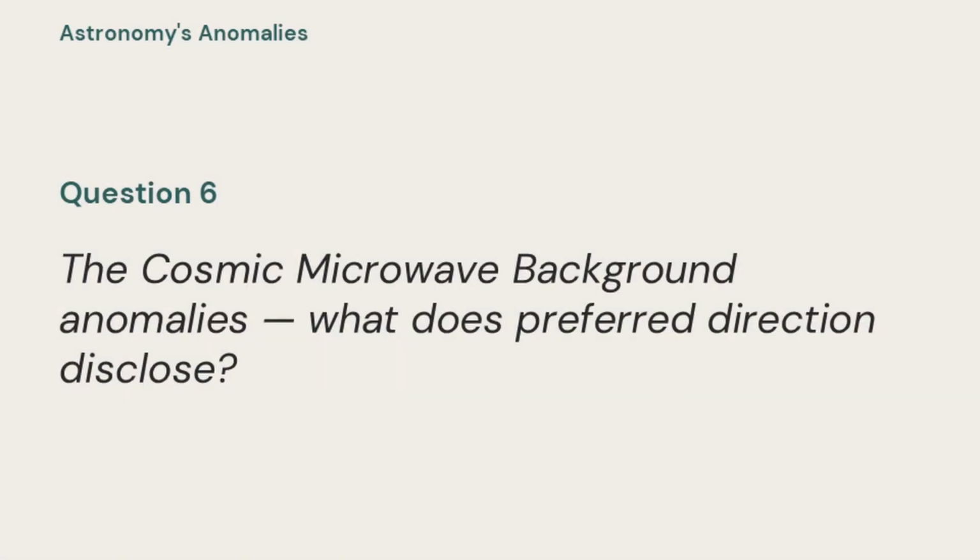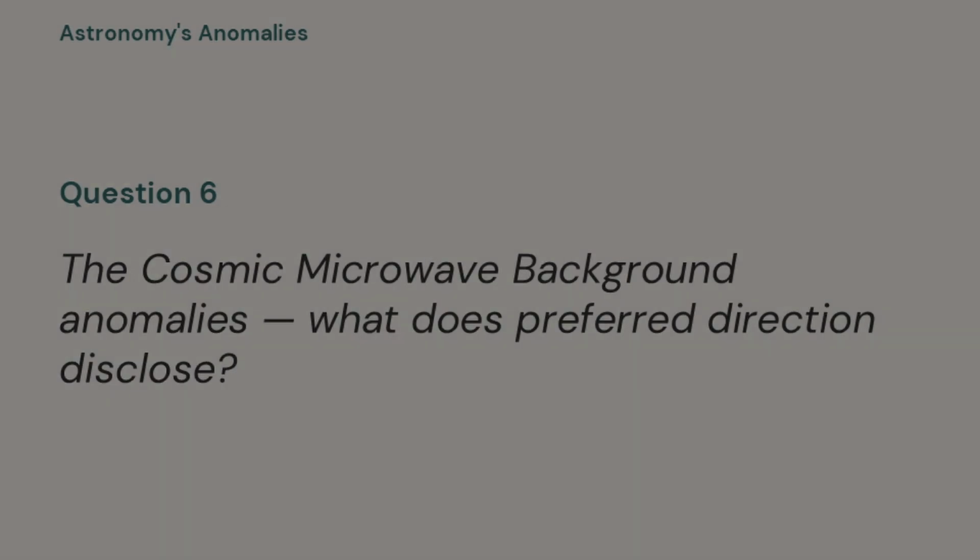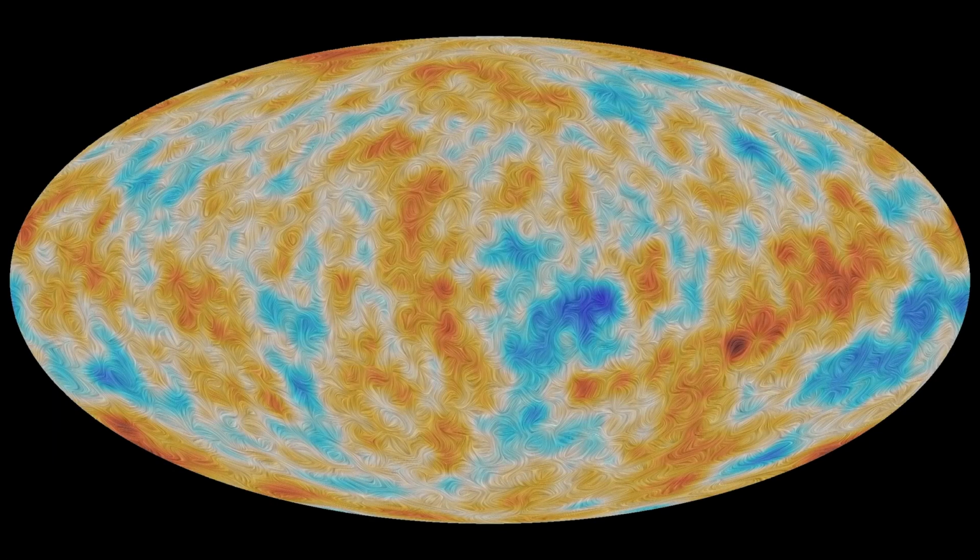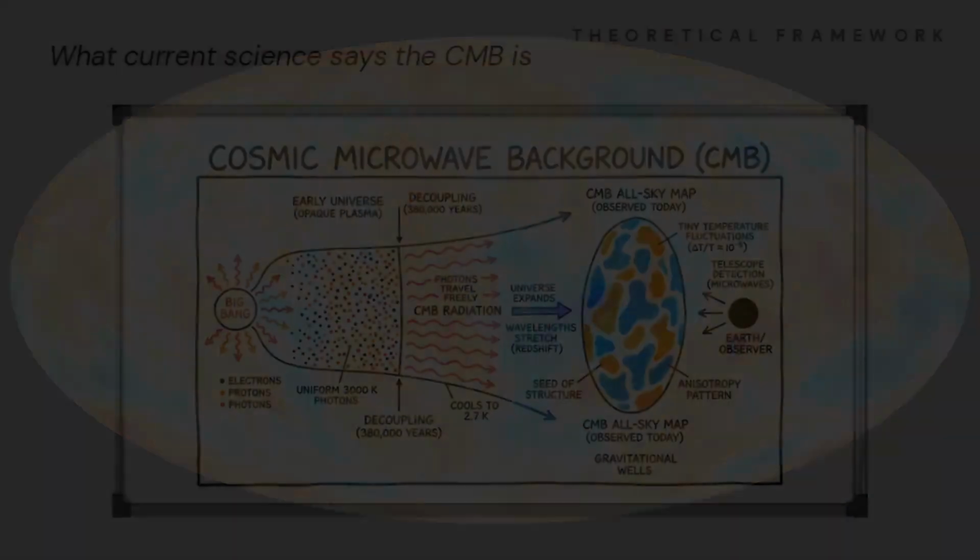Question 6. The cosmic microwave background anomalies. What does the preferred direction disclose? The cosmic microwave background is a nearly uniform microwave radiation detected across the sky, interpreted in the Standard Model as the thermal afterglow of the early universe. Its temperature map is the most precise instrument test of the cosmological principle's isotropy requirement.